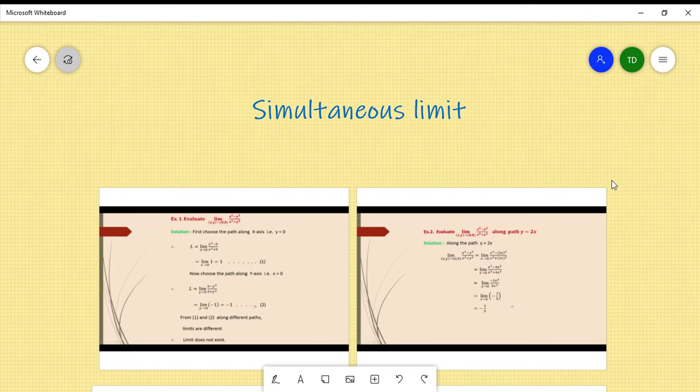Hello guys, let us today see what is meant by simultaneous limit and how to calculate it. Whenever we are handling functions of more than one variable, we go with the concept of simultaneous limit. So let us deal with an example that will make it more clear.